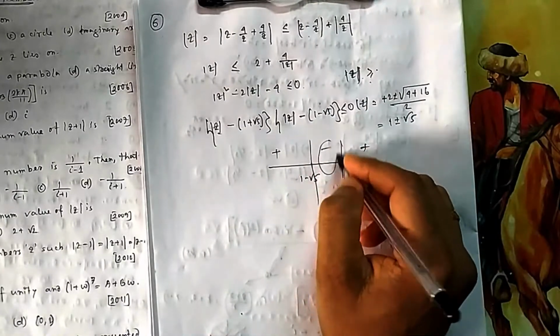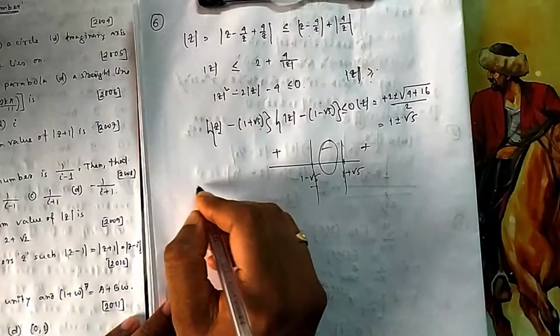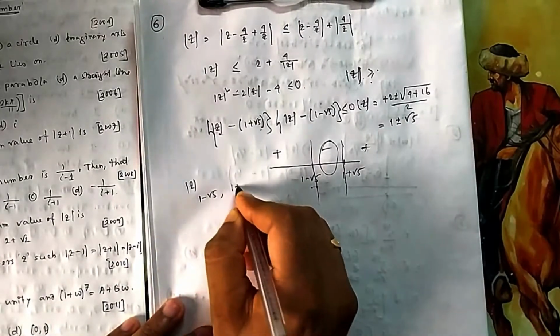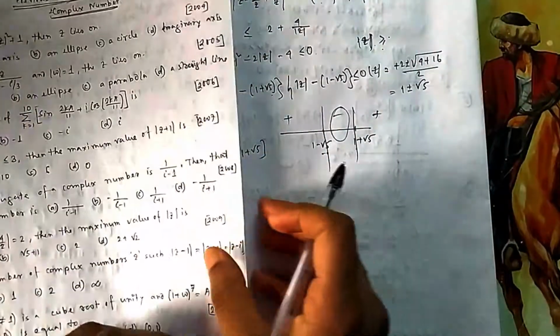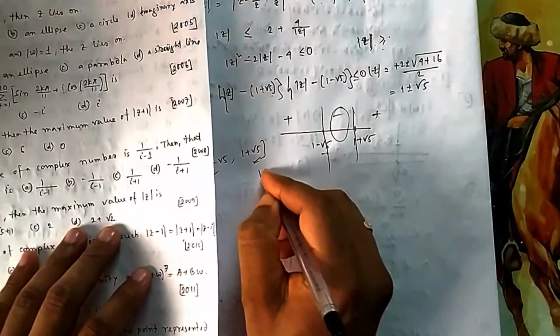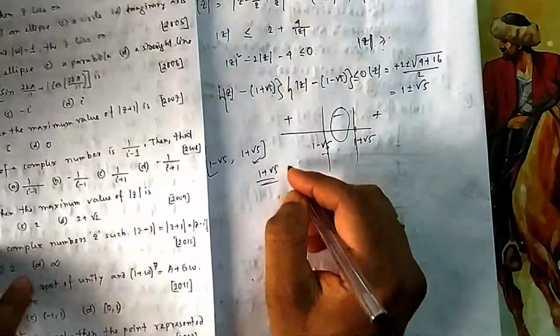You need the less than part, so your answer should lie between these two. So your mod z will lie between 1 minus root 5 and 1 plus root 5, both inclusive because equal to is there. Now they are asking you the maximum value. So the maximum value will be 1 plus root 5 because it can attain 1 plus root 5, because equal to is there. So that is your option B.